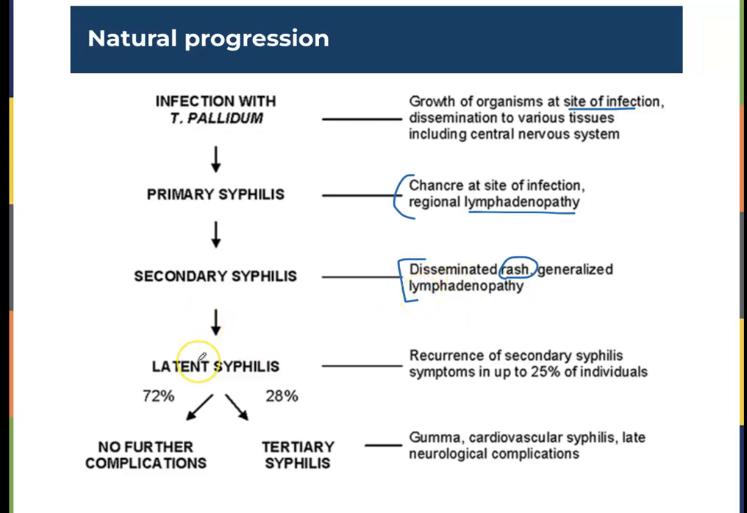And then we have our latent stage. The latent stage is where it hides, right, for 20 years or longer. In this phase, you can have a recurrence of the secondary syphilis. You can have a rash again. And then from that point on, most people just don't have any further complications with this bacteria. And then we said about 30% get the tertiary form of the syphilis, where we have the gumma, and we talked about the neurological symptoms. And we also know that the heart can be a target of this bacteria.